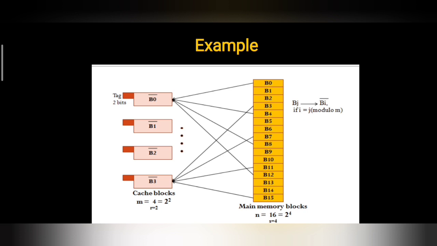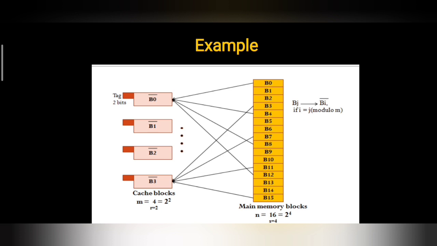It says that Bj can be mapped to Bi. Bj is B0. It can be mapped to any of the cache blocks. For that, I'm going to use my j modulo m function. So j modulo m, the value for j is 0, if I'm talking about the B0 block. Modulo m, the value for m is 4. So 0 modulo 4 gives me value 0. It says that my B0 main memory block can be mapped into the block B0 bar of cache memory.